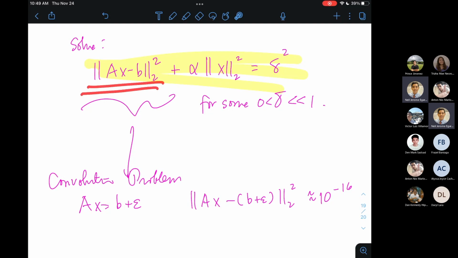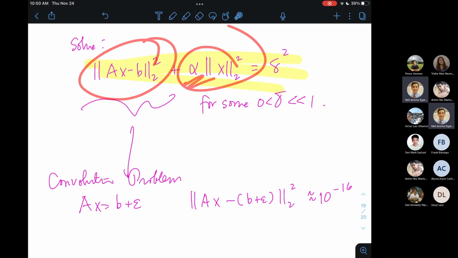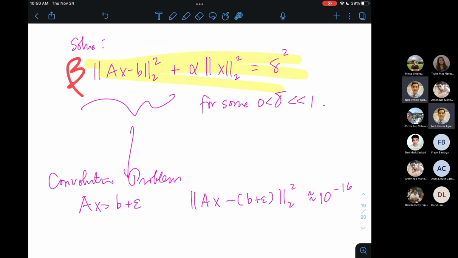Kailangan ko ritong mag-divide by some scaling constants para magkaroon lang ako ng feasible na delta. Alright? Pero mahaba-habang analysis yung kailangan ko para ma-compute yung denominator o yung scaling constant na gagamitin ko rito. Kasi instead of alpha, maglalagay pa ako rito ng isa na beta, alright? Para lang ma-balance out yung weights between the residual and this guy so that the Morozov discrepancy principle applies.